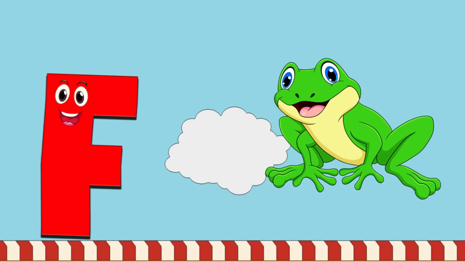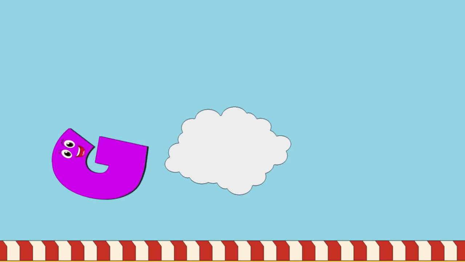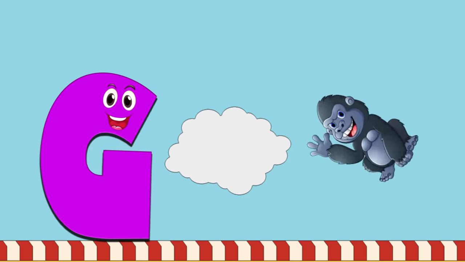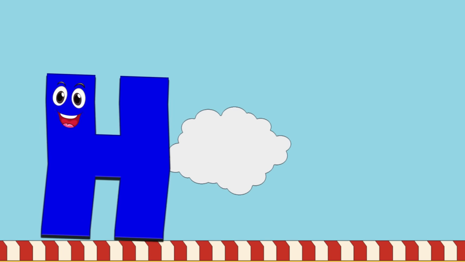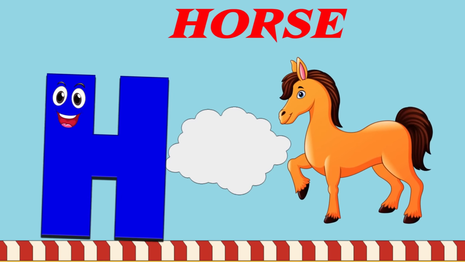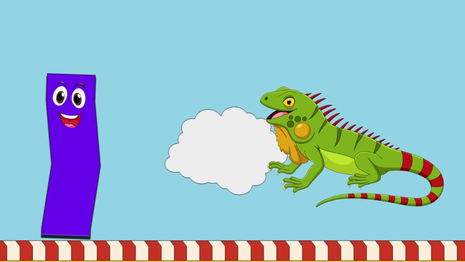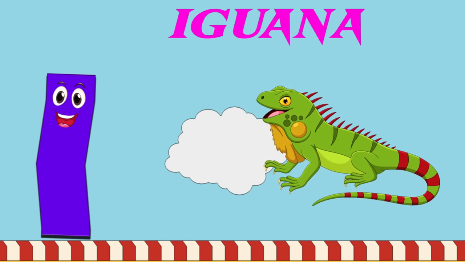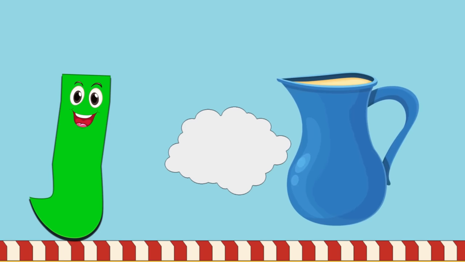Letter F. F for frog. Letter G. G for gorilla. Letter H. H for horse. Letter I. I for iguana. Letter J. J for jug.